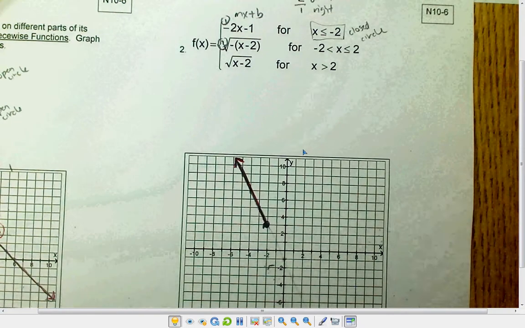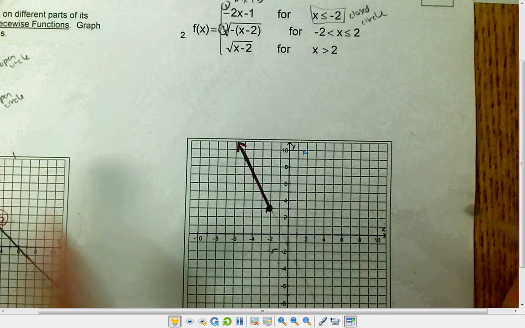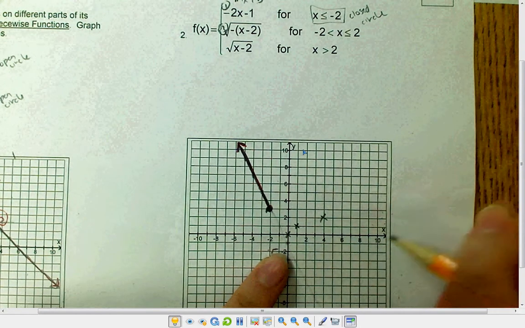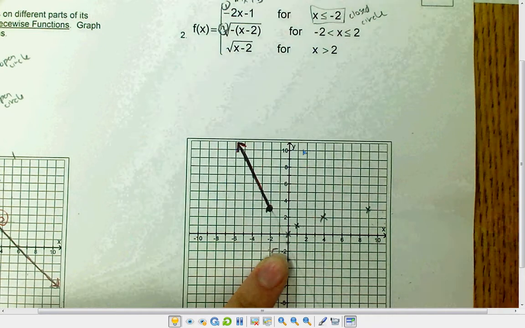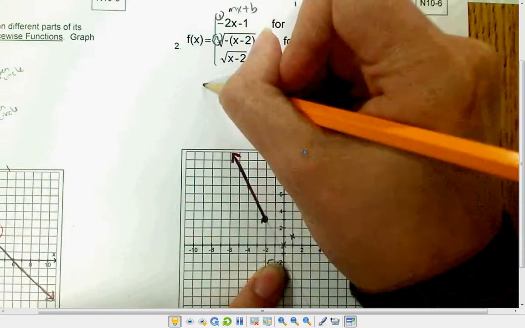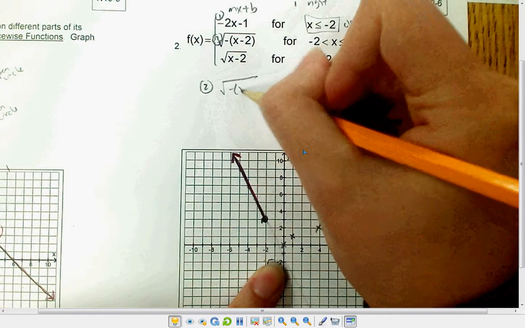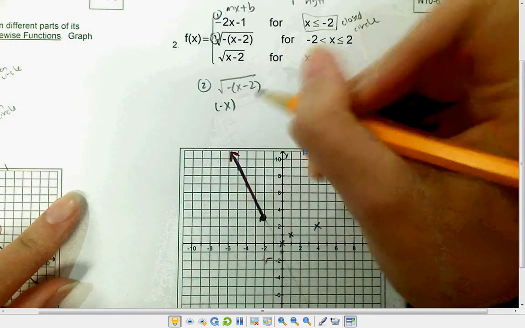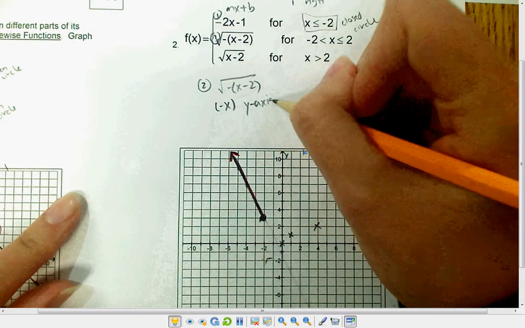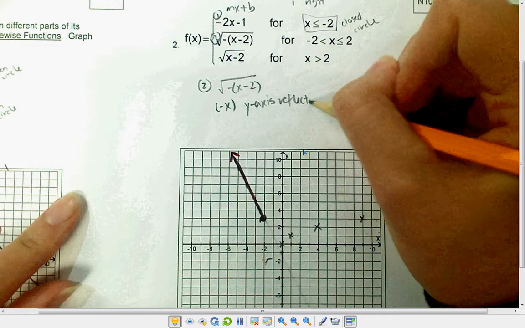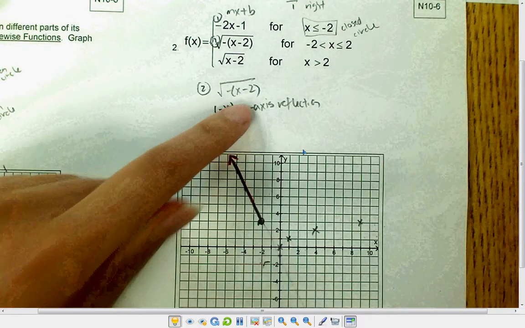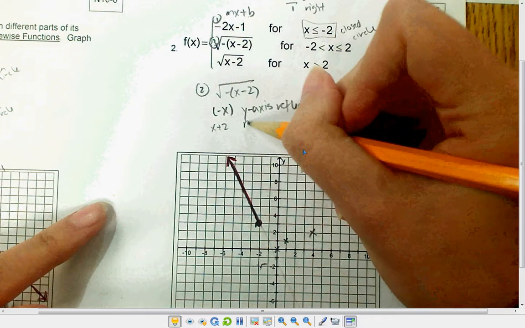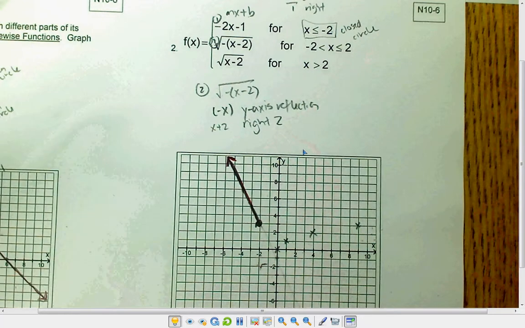So this is clearly a square root function. My parent function is 0, 0, 1, 1, 4, 2, 9, 3. And for number 2, there are 2 transformations happening here. This negative affects my x's, so it's a y-axis reflection. And then I also have a -2 inside of my square root, so that means I'm going to be going to the right 2 because it's the inverse.